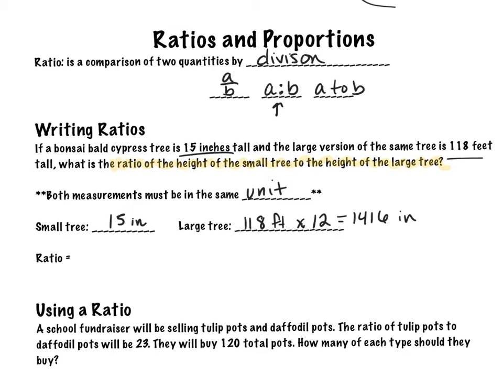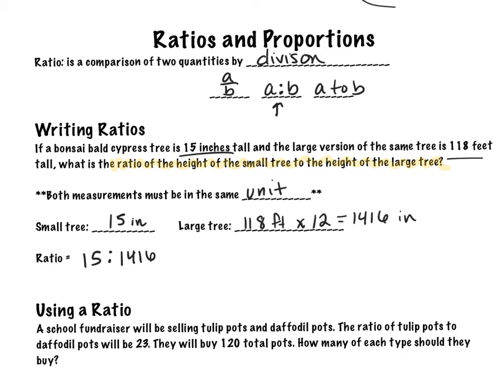So I'm going to start with the small tree. 15 is what I know. I'm going to put my ratio symbol there, to the height of the large tree. Okay? Now I need to reduce this, just like you would reduce a fraction. So I want to check, does 15 go into 1,416? If you do 1,416 divided by 15, you get a decimal. So that one doesn't work.